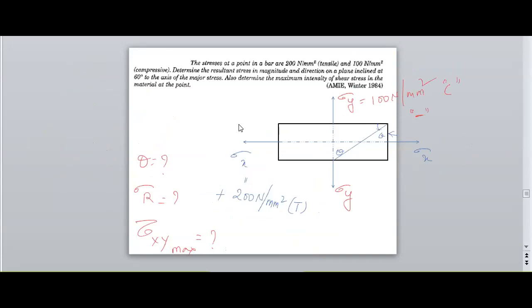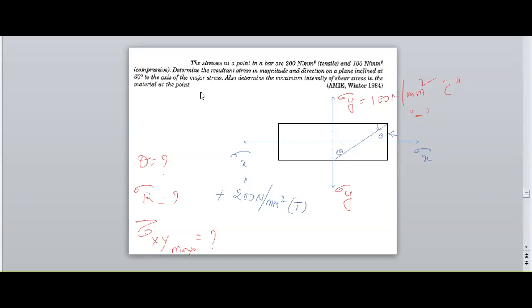So here read problem 1. The stresses at a point of a bar are 200 Newton per mm square, he is telling it is tensile, and 100 Newton per mm square compressive. Determine the resultant stress in magnitude and direction on a plane inclined at 60 degrees to the axis of major stress.